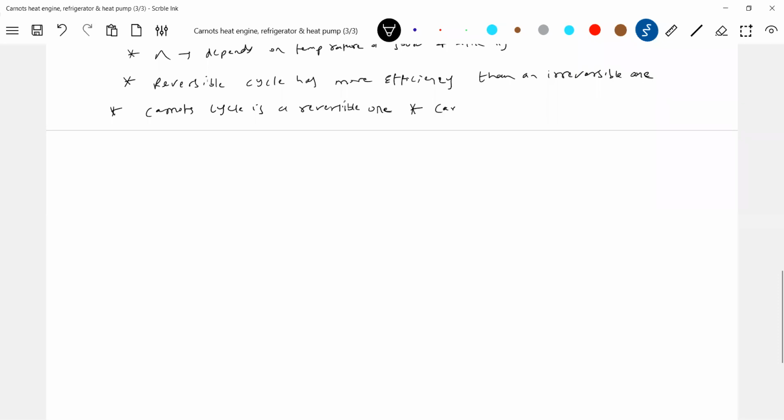This last statement is very important. Carnot cycle has the maximum efficiency in all cycles.